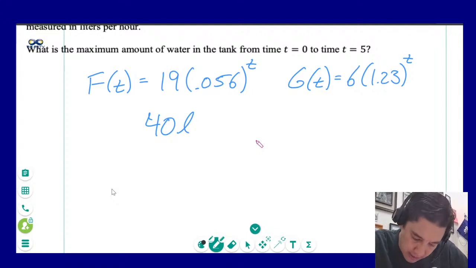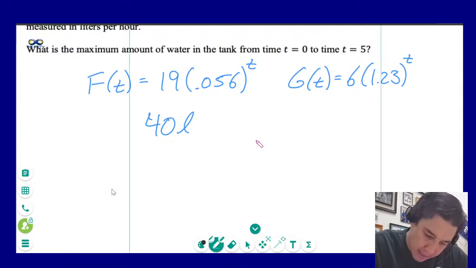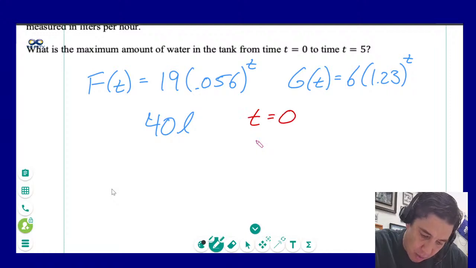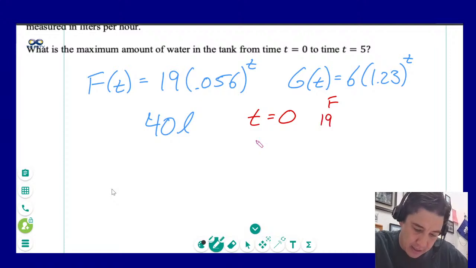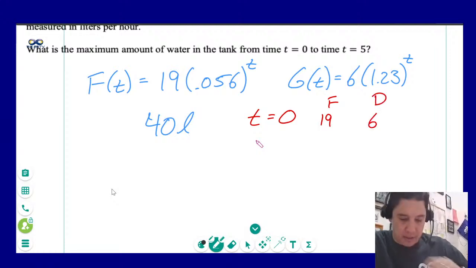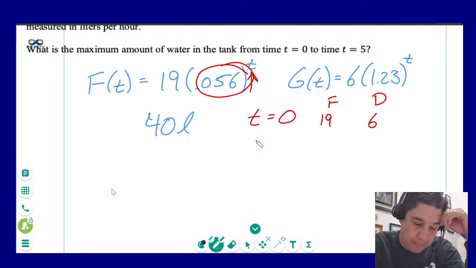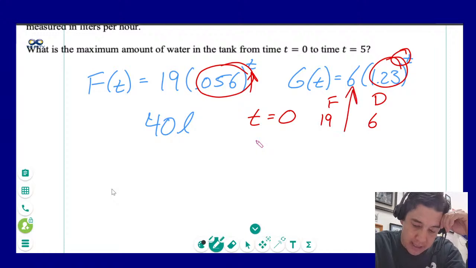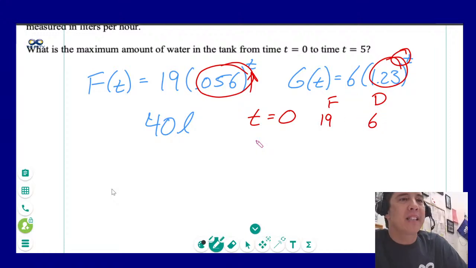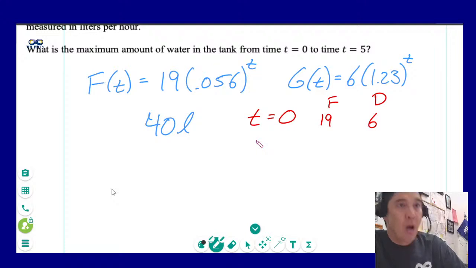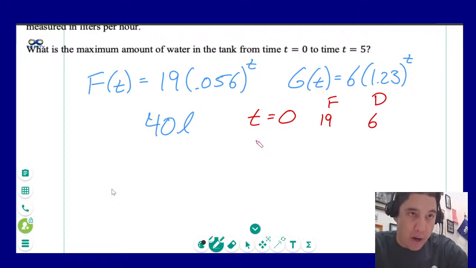So when t equals 0, maybe you guys don't see it the way I do right away. When t equals 0, that means we're going to be filling up at 19 liters, and we're going to be draining it at 6 liters, right? Because when t equals 0, this number equals 1, because anything to the 0 power equals 1. When t equals 0, this whole thing equals 1. 1 times 6 is 6. So at the moment things are starting, we are going to be adding water.